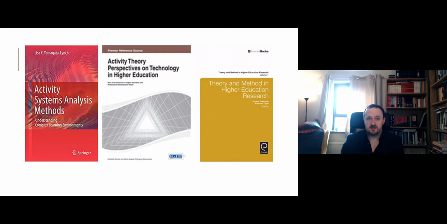So this is just a selection of next reading. The first two books in particular are about activity theory in general and are beginner's introductions, and the latter one is what I tried to make a beginner's introduction to the Change Laboratory approach.